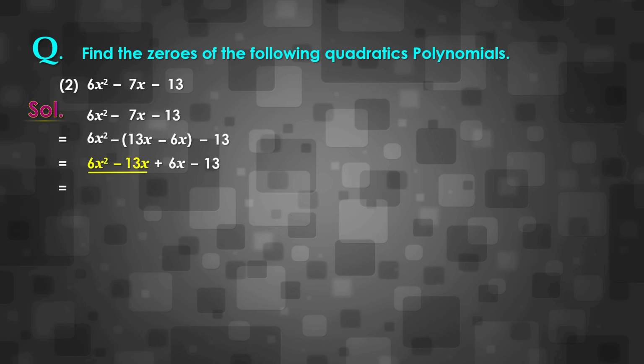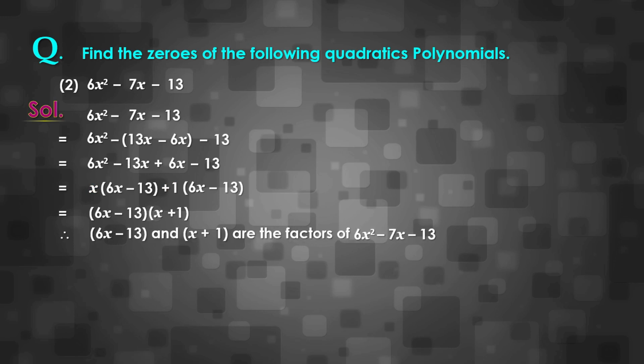Next, we group the terms. From the first two terms, we take x common. From the last two terms, we take plus 1 common. This gives us the common factor 6x minus 13. So the expression becomes (6x minus 13) multiplied by (x plus 1). Therefore, the factors of the quadratic polynomial are 6x minus 13 and x plus 1.